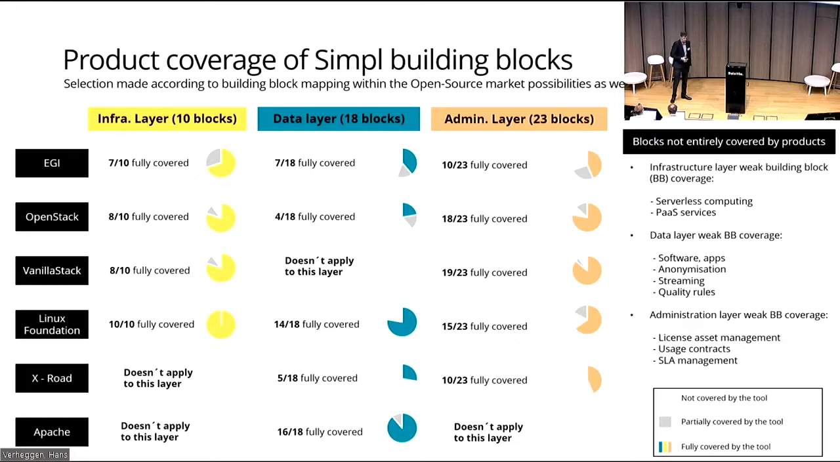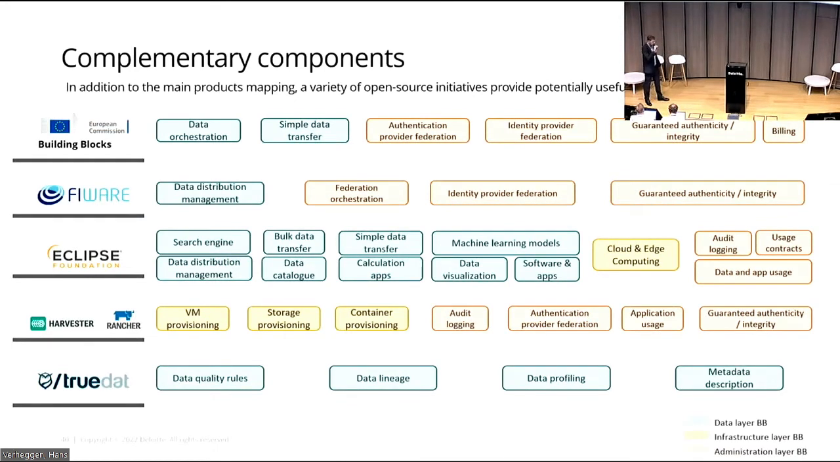So the first conclusion we arrived to, as it was previously anticipated, is that there's not one solution that can cover all the building blocks. So when implementing Simpl, we will probably have to combine two or more of these solutions. We also analyzed some tools oriented to specific building blocks, like for instance FIWARE that was mentioned before, especially focusing on the context broker. We analyzed the European Commission building blocks. We also went through the Eclipse Foundation, which has a particularly interesting product, the Data Space Connector, which I think is already in use by Gaia-X or planned to be used.